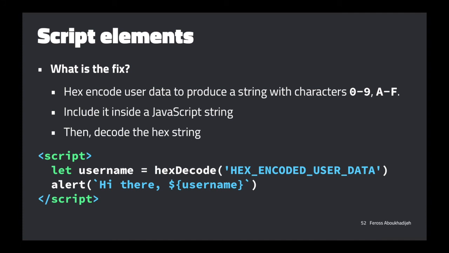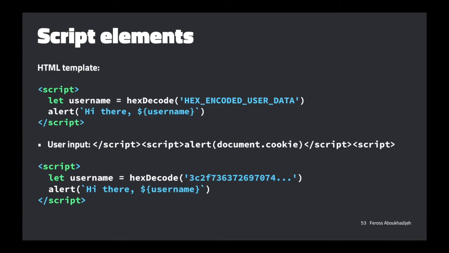But usually you actually see the unsafe way very often in real code bases for whatever reason. Here's a real example of what this would look like. So here's our template, and here's our user's malicious input, and we just hex encode this, and we get some giant string that looks like this, and we put it in there, and no problems at all.